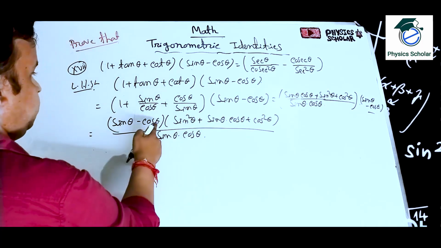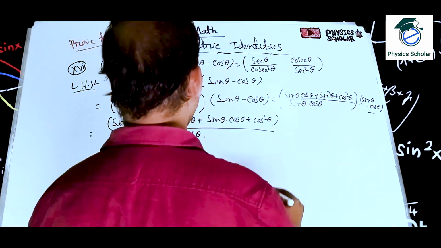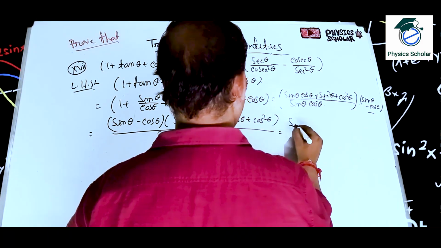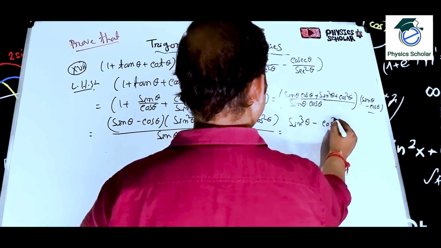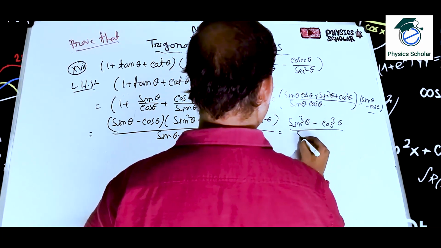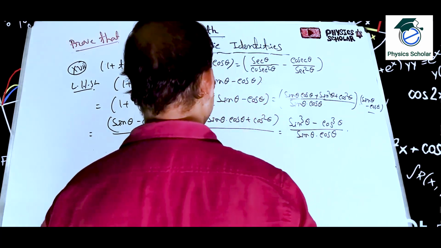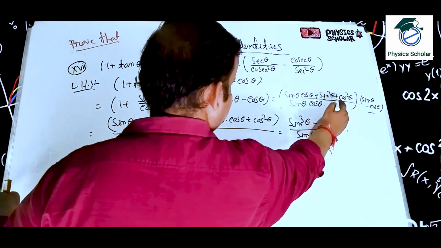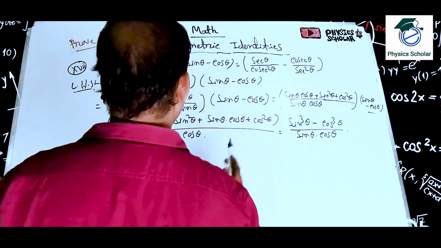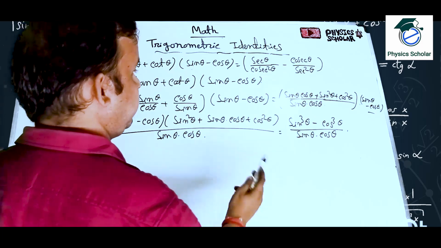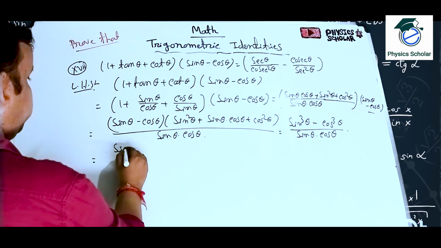So see, a minus b into a square plus ab plus b square, that means what? A cube minus b cube formula. Clear? So it will be factorization formula, sin cube theta minus cos cube theta divided by sin theta into cos theta. Don't write here 1, otherwise you cannot do the sum. Clear? Sin square theta plus cos square theta you can also write 1, but if you write like that, then it will be a problem.